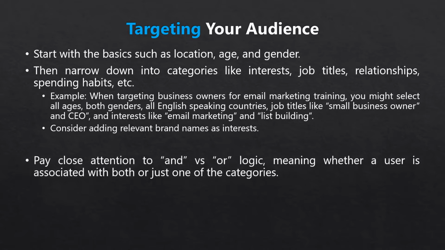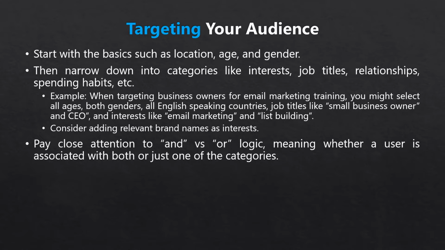Pay close attention to the combination logic you're using. By this I mean and versus or logic. For example, do you want to choose any people who are interested in either email marketing or Aweber? Or do you want to choose only the people who are interested in both email marketing and Aweber? The latter approach is represented by the Narrow Audience button below the targeting box. There may be benefits in some cases to a broad or logic approach, but generally you want to get pretty narrow for the most effective targeting.